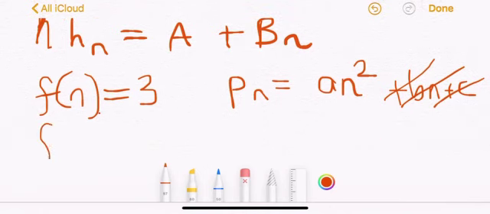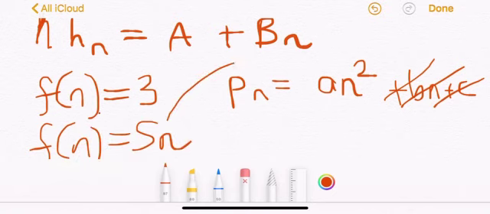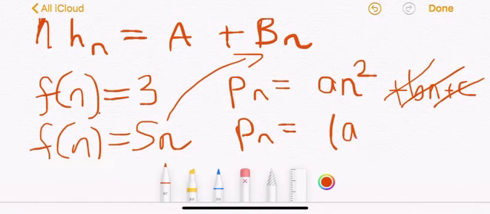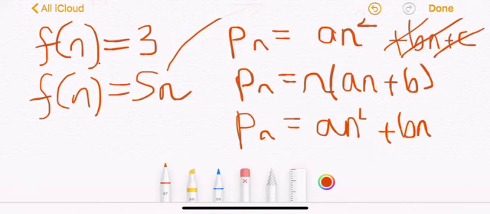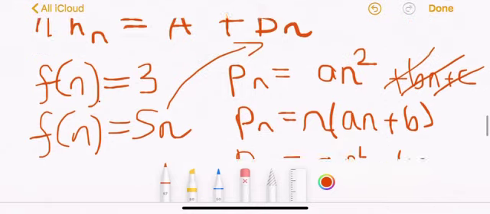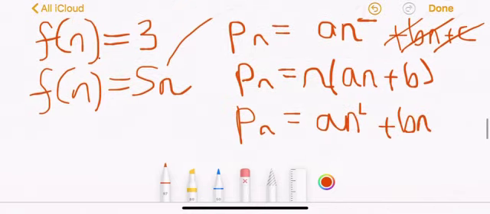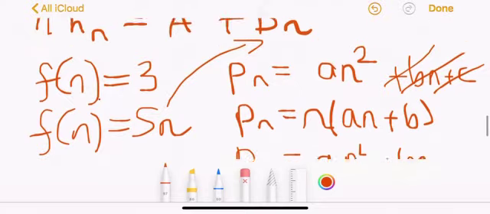Similarly, if I had f of n equals 5n, well, we notice that there is a linear term of the same order here. So rather than considering our normal particular solution of an plus b, we do need to multiply that through by n, and if we expand that out, we get a particular solution of an squared plus bn. And again, you could have a plus c, but you don't really need it because that is going to be in this a term here.